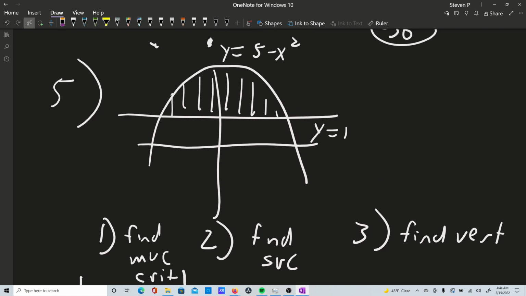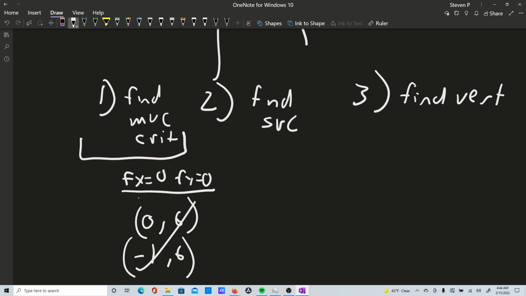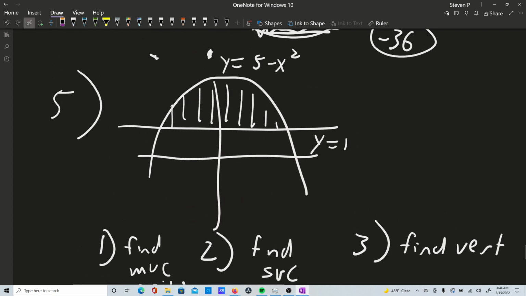I remember the crit points were like (0, 6) and (-1, 6), right? That's just from setting the partials equal to 0. So it turns out that these are irrelevant for this problem because they're outside the domain, right? Because the height of 6 is too high. This parabola only goes up to y is equal to 5 at the very tip.